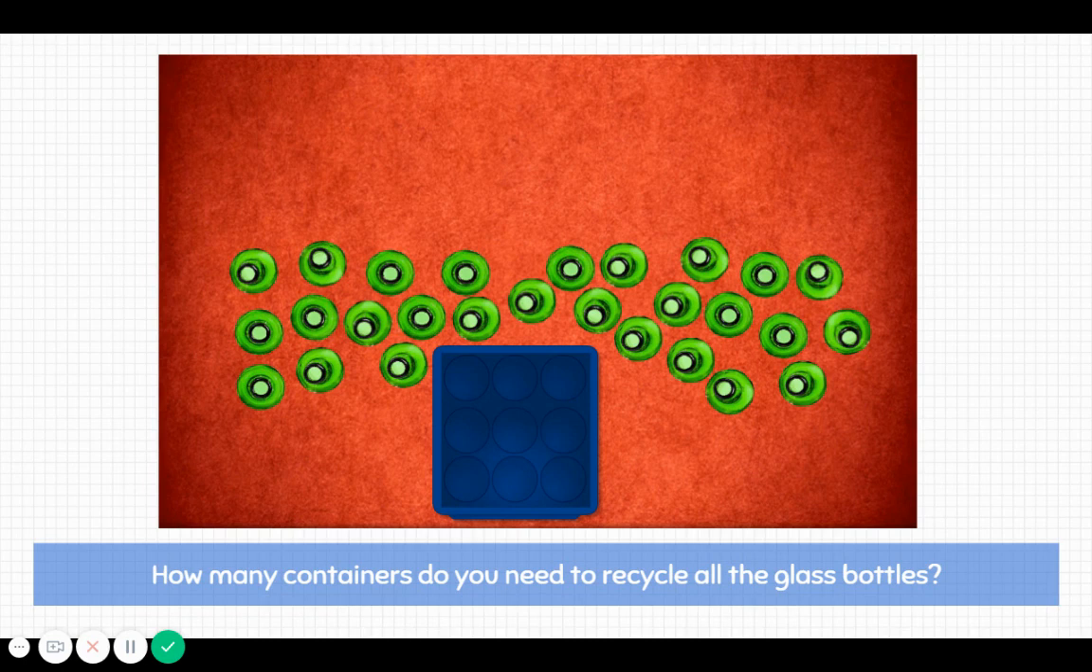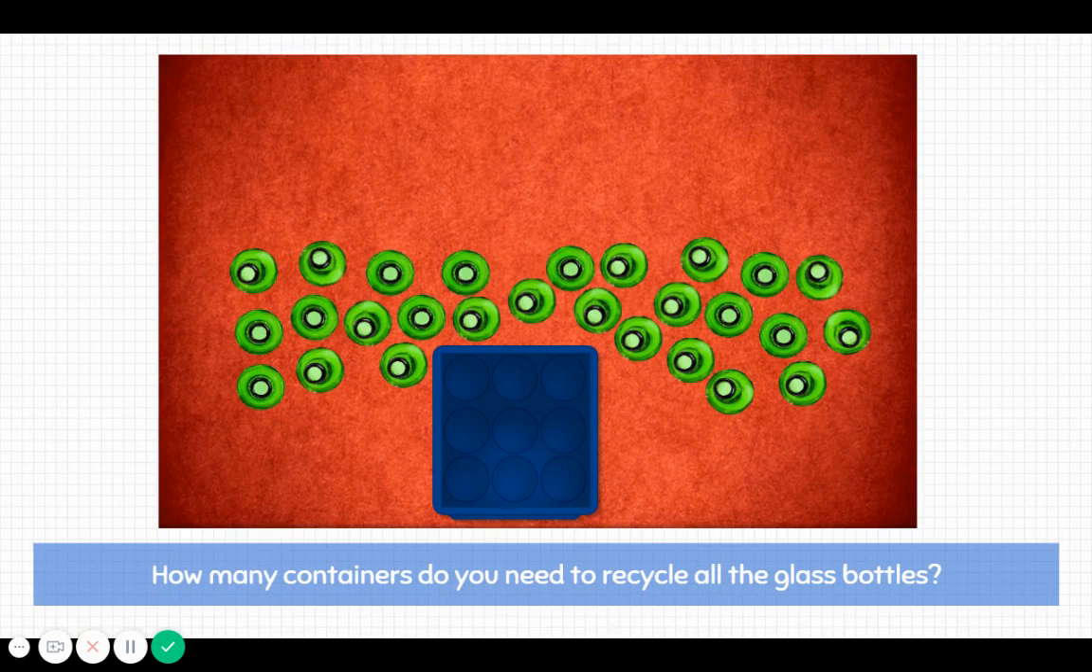Here we have, let's pretend that we're doing some recycling and we have some green glass bottles that we want to recycle. And we want to figure out how many containers you need to recycle all the glass bottles. So as usual, when we have a problem, we have to talk about the UPS strategy. We have to understand the problem, then have a plan, and then move on to solve it.